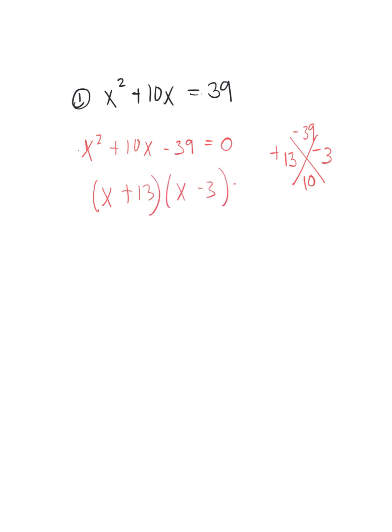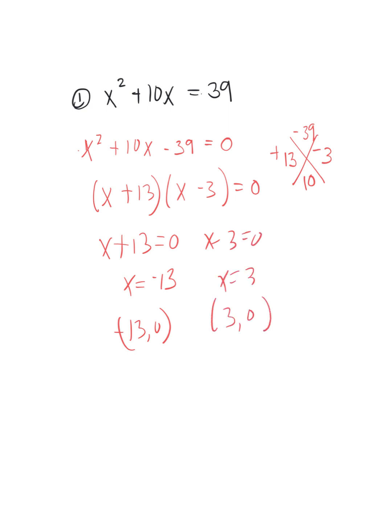But remember, we're solving, so we're wanting to find our intercepts, the place where this parabola crosses over the x-axis. That is going to occur at negative 13, 0, and at 3, 0.